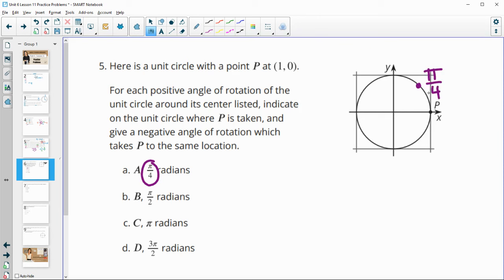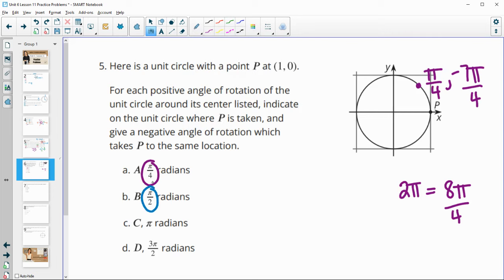And then a negative rotation, so I like to just think of what 2 pi is with the denominator that we're working with. So we're working with a 4, so that's going to be 8 pi over 4 because 8 divided by 4 is 2. So then the negative rotation will total up to that 8. So this is going to be negative 7 pi over 4 because 7 and 1 gives you 8, a full rotation.